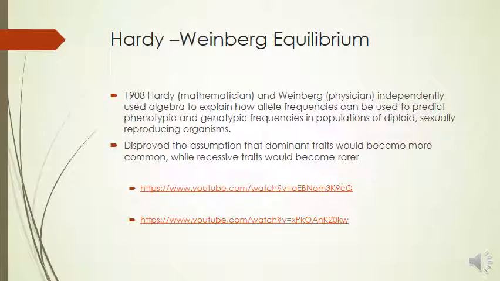In 1908, a British mathematician, Hardy, and a German physician, Weinberg, independently used algebra to explain how allele frequencies can be used to predict phenotypic and genotypic frequencies in populations of diploid, sexually reproducing organisms. They both disproved the assumption that dominant traits would become more common, while recessive traits would become rarer. Please visit the links to two YouTube videos on both Hardy and Weinberg, as well as the Hardy-Weinberg equilibrium.